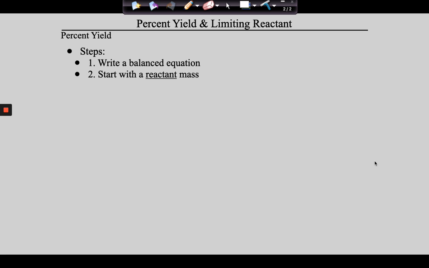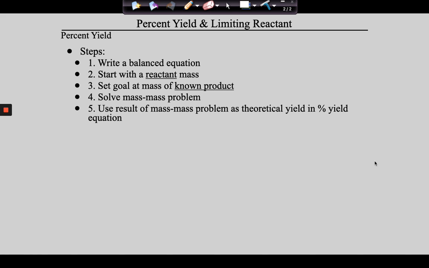Then what about your goal? Well, your goal will then be the mass of what we call the known product. It's the product that we know the mass of. So guys, this is the only little twist from the mass-mass problems that we were solving before: our starting point is always the mass of a reactant, and our goal is always the mass of a known product. Then from there, step 4, solve the mass-mass problem, and then finally step 5, use the result of that as the theoretical yield in your percent yield equation.